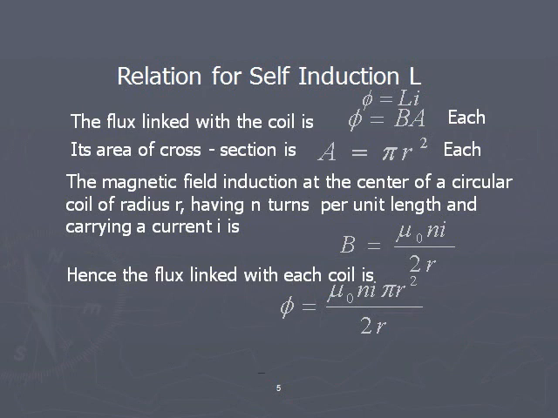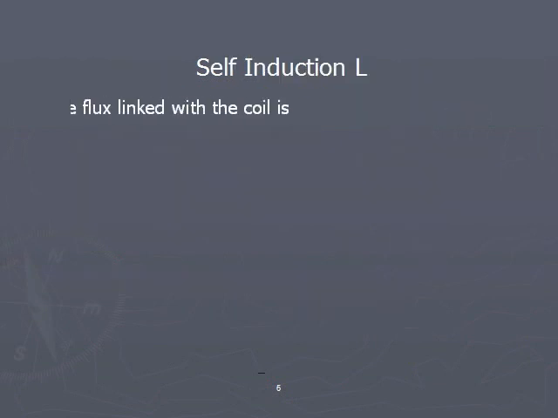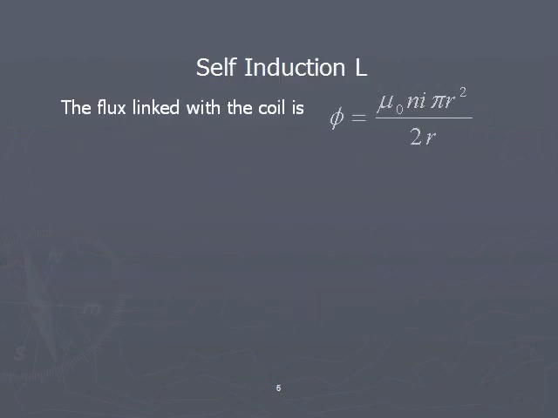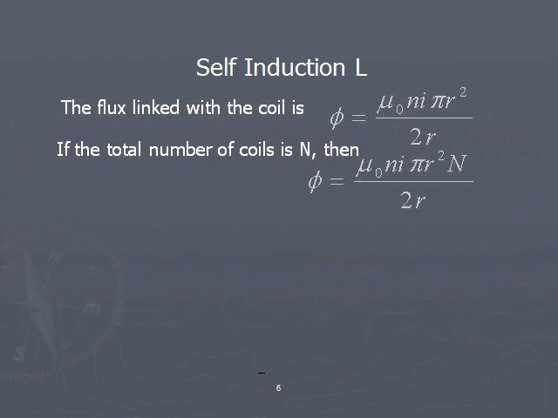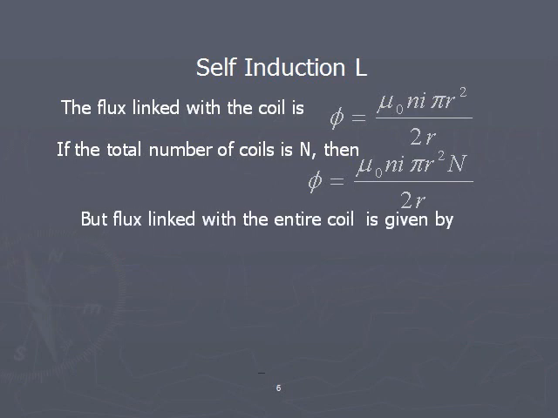So using these two relations, we can determine the flux linked with each turn of the coil. The flux linked with each turn, phi, is equal to mu naught N I into pi r squared by 2R. So the total flux linked with the entire coil is given by mu naught N I pi r squared by 2R into capital N, where capital N represents the total number of turns of the coil.